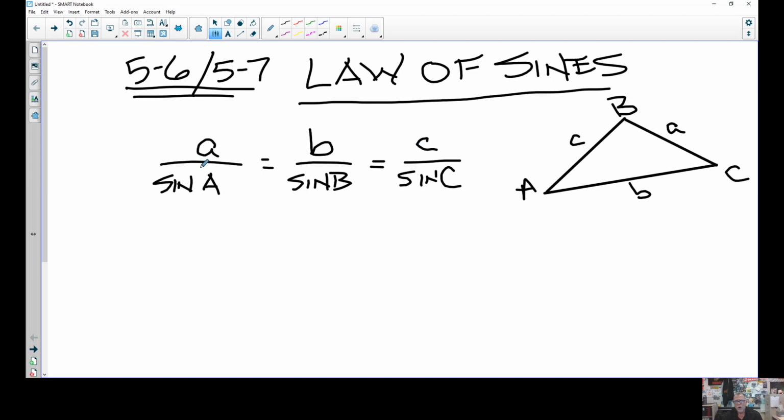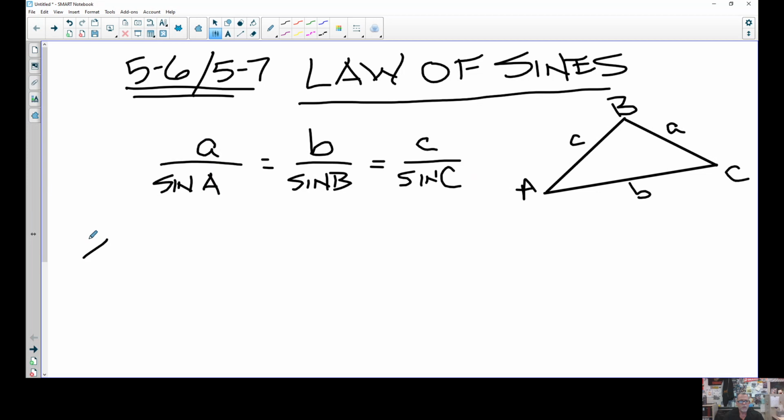So if we know one of these pairs, say I know side a and sine A, and I'm given side b, I can find sine of B, and that will lead me backwards to find angle B. Then we can use that to find the last angle and so on. It gives us pieces to build the entire triangle so we can find all of it. So let's see how that works.